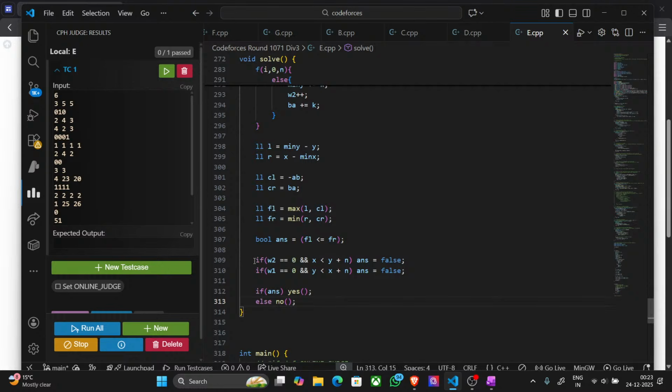Then I will check if my wins for A is equal to 0, and wins for B is 0, and X is less than Y plus N, which means the total placements I can do are not possible for X, then I can say the answer is false. And the same goes for Y: wins for X is 0 and Y is less than X plus N, then I can say the answer is false because there is not enough space for me to place. And then if the answer is true, I can place all the elements, and else the answer is false.